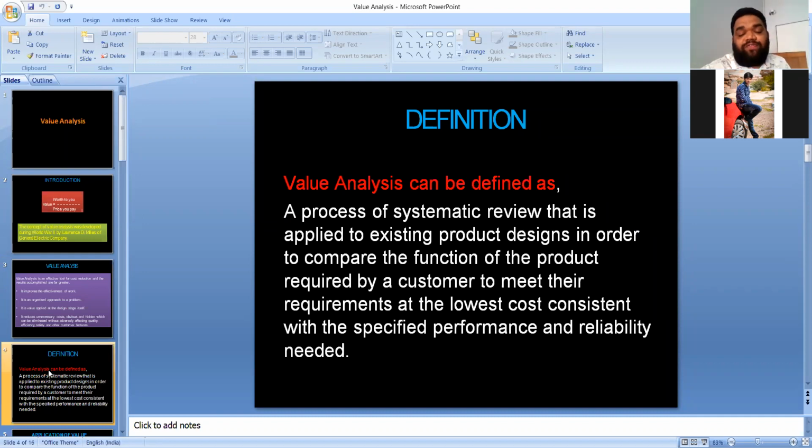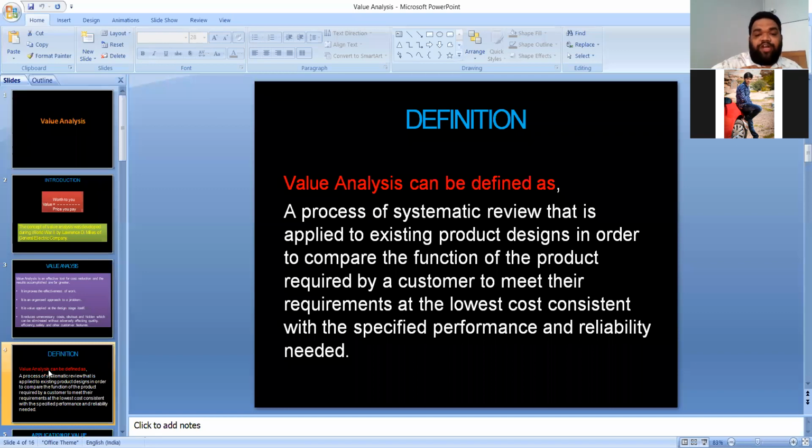A process of systematic review. See, in the definition every word is important. It's a process of systematic review, means it is going to review as we want to decrease the cost, that is applied to an existing product design, means existing product process, whatever production is going on. So why are we going to review all this? Because we want to find where we can decrease the cost.